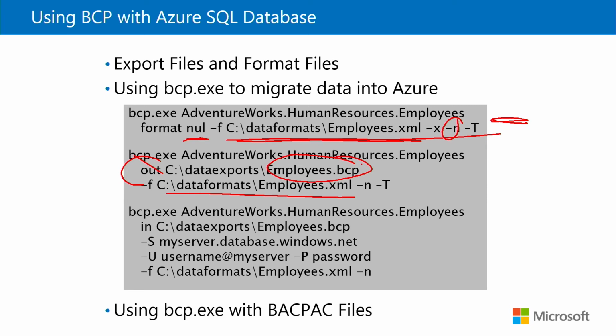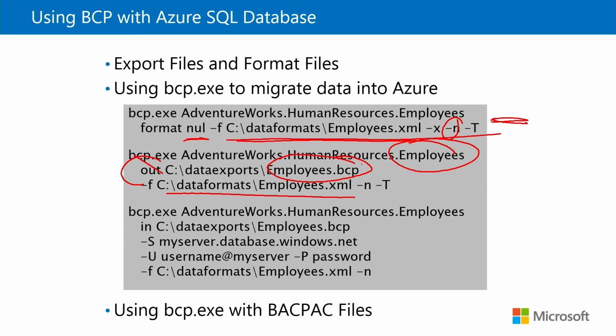Now what's very important to note about bulk copy is it's one table at a time. So if you have a database with 20 tables in it, you're going to have to run this command 20 times. All right? It's always one at a time. It's always one direction at a time. It's always out, or it's always in, or you're creating the format file.